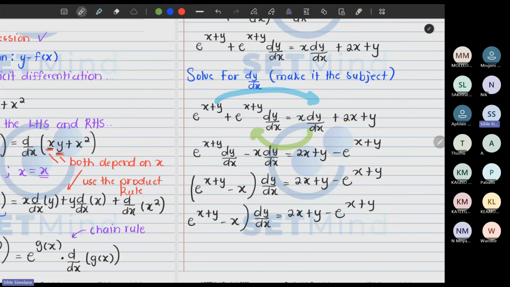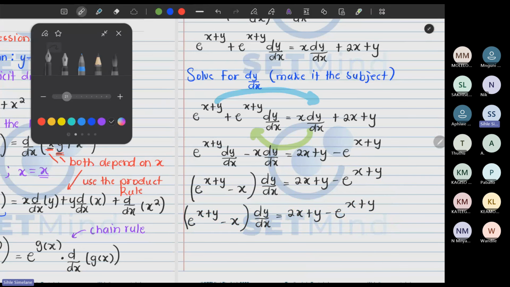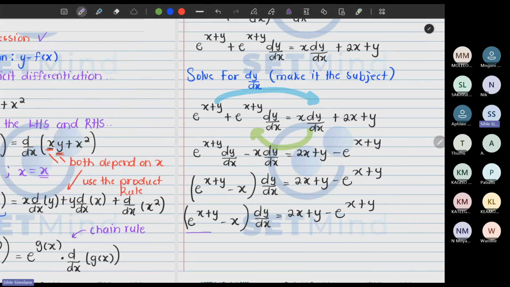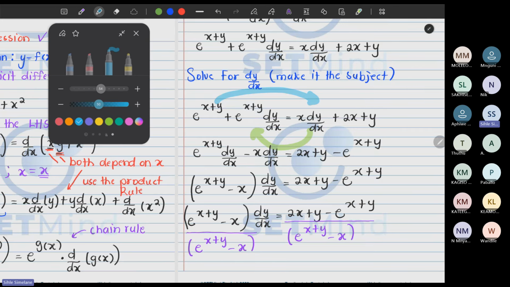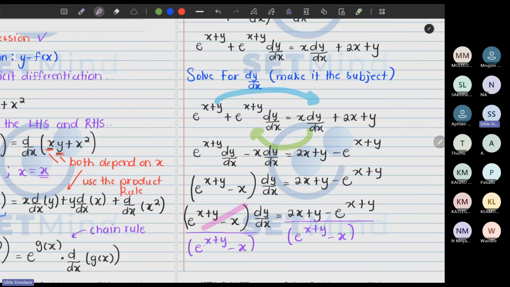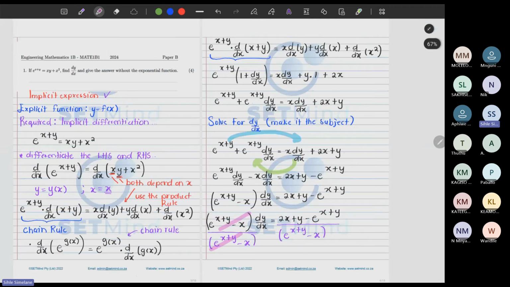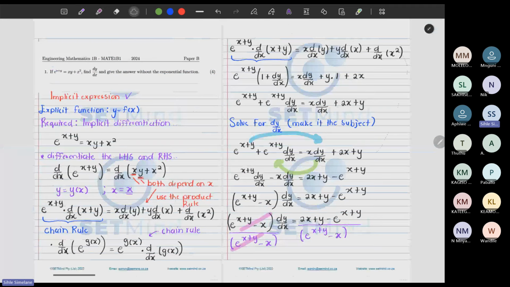So we are going to go to the next line and quickly divide. We need to divide by e^(x+y) − x. And what we do on the left, we should always do also on the right-hand side. So even on the right-hand side, I'm going to divide by all of that. This will result in these cancelling nicely. Let's make some space and have our dy/dx as the subject and see if we are done.